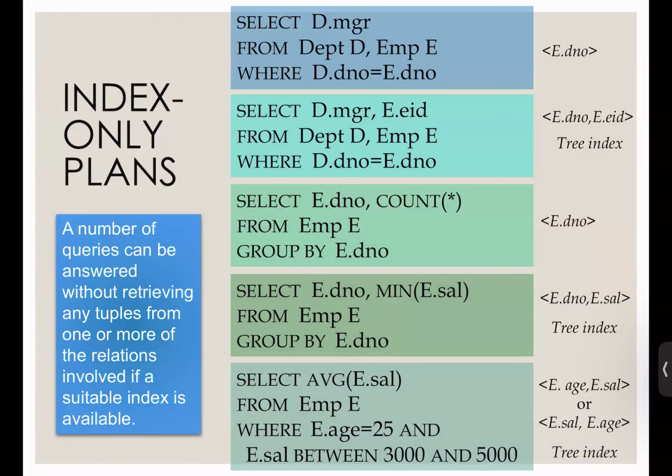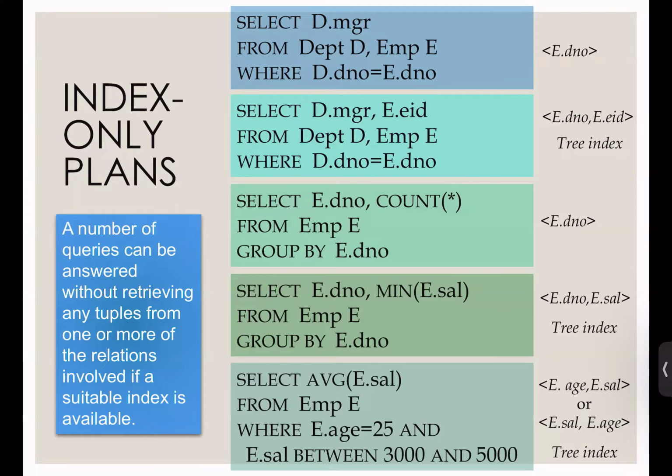And here is the index only plan. The one that I told you that if we plan well enough, you can answer a lot of queries without having to reach out to the actual data file. Now, the first one, we want to list out the manager from department table where those departments have more than one employee there.